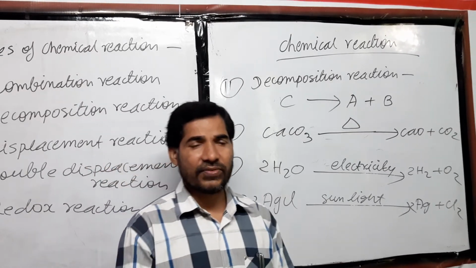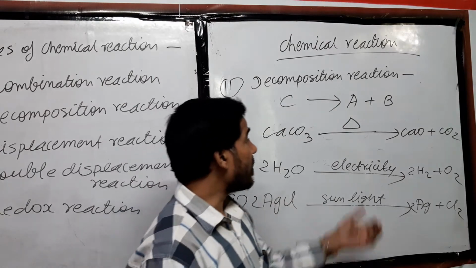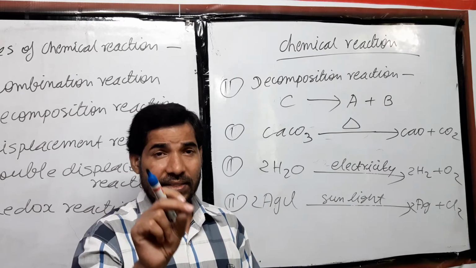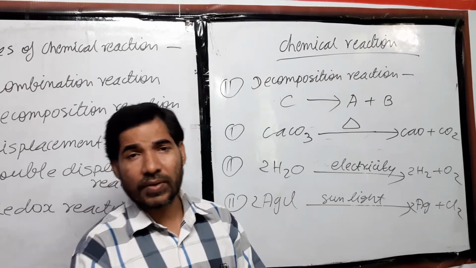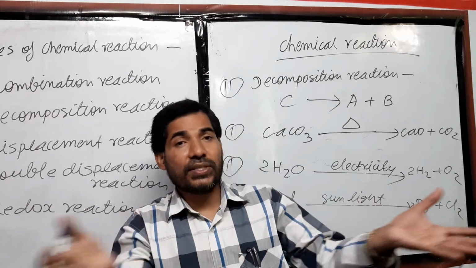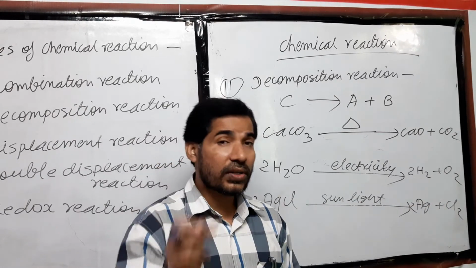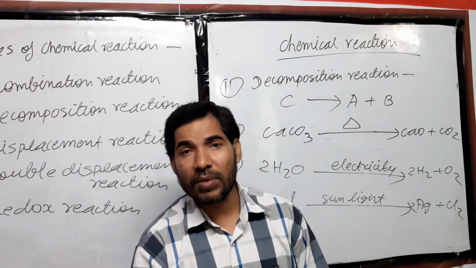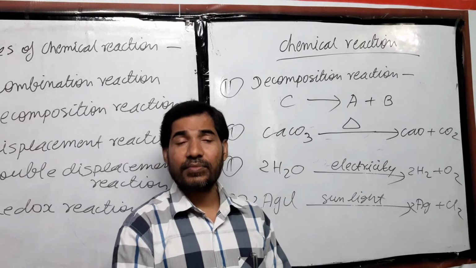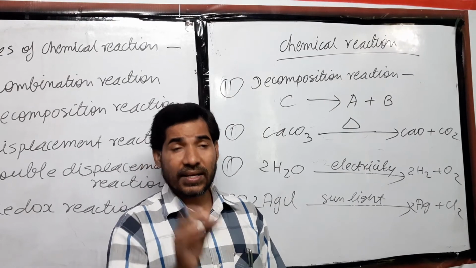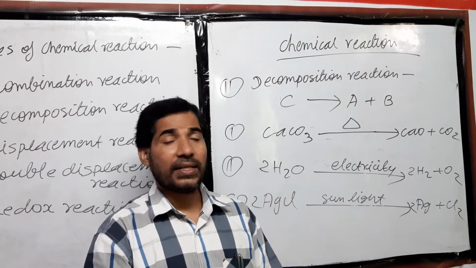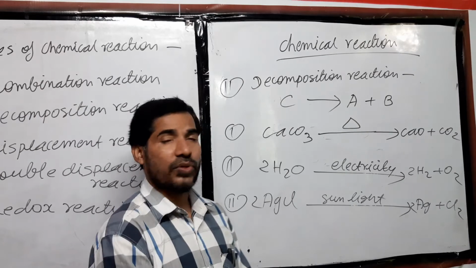What are the differences? It is very easy. It is very simple. For example, what is thermal decomposition reaction? Those chemical reactions in which a single substance breaks into two or more new substances on heating. When we heat a substance and it breaks into two or more substances, it is called thermal decomposition reaction, because thermal means heat. Second is electric decomposition reaction. Those chemical reactions in which a single substance breaks into two or more new substances when electric current is passed are called electric decomposition reaction.